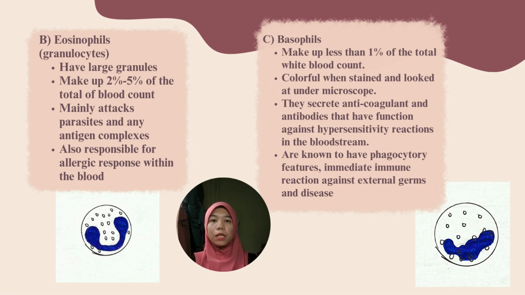The third one is basophils, which make up less than 1% of the total white blood count. It is also colorful when stained and looked at under microscope. The function is they secrete anticoagulant and antibodies that have function against hypersensitivity reaction in the bloodstream. It is also known to have phagocytory feature, immediate immune reaction against external germs and disease.